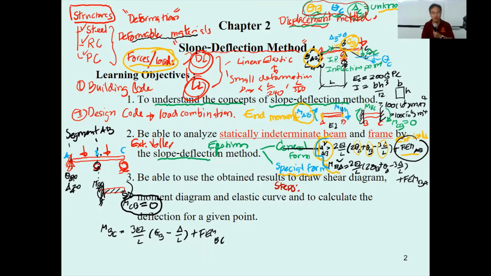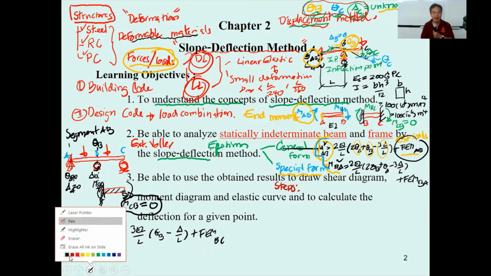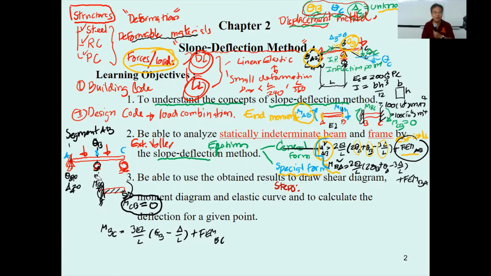And if you consider this one, it will have theta sub B and delta sub B, which can be 0, or it can also be set as the settlement. Let's say we set this one as a settlement, then delta sub B has the settlement value. This is going to be known. The settlement naturally occurs due to the foundation moving. Okay, so it will be known.